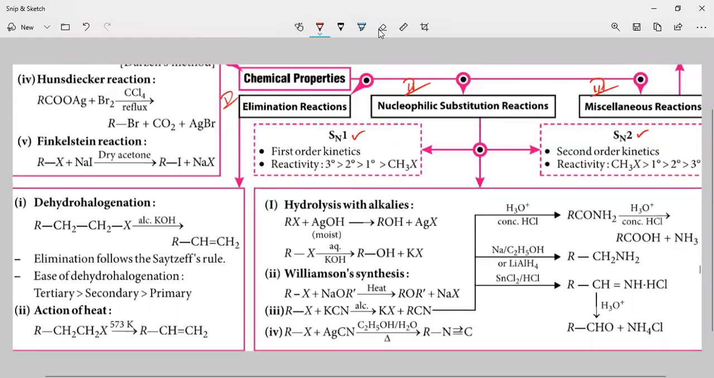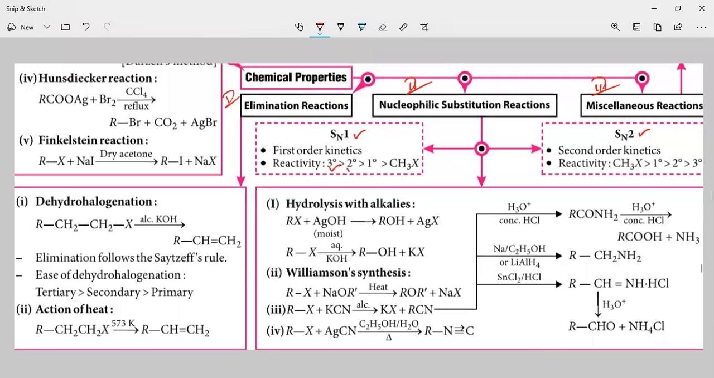SN1 type of reaction, we are calling it a first order type of reaction. And the reactivity order for SN1 type of reaction is that tertiary is more reactive compared to secondary, secondary is more reactive compared to primary, and primary is more reactive compared to methyl halide. This is SN1 type of reaction.